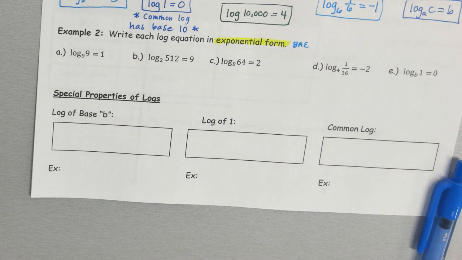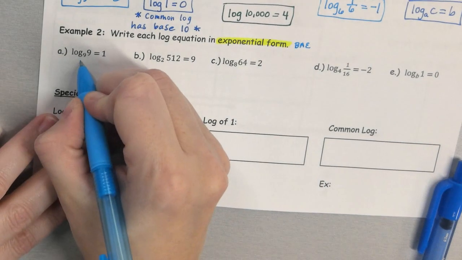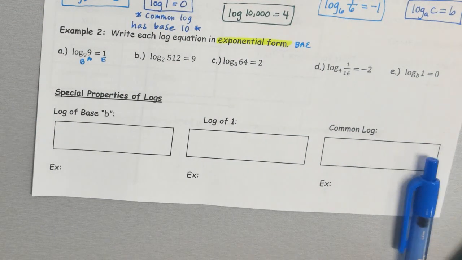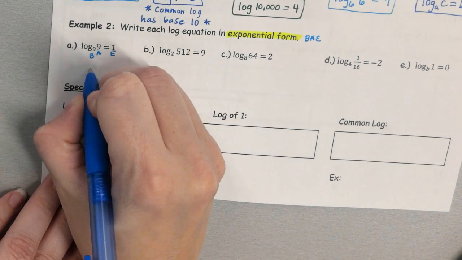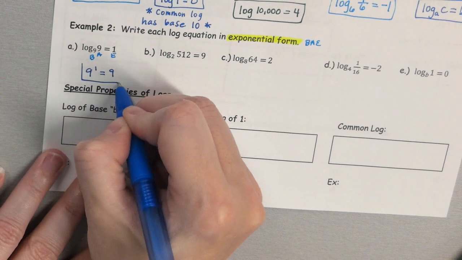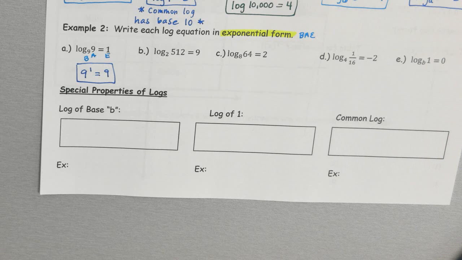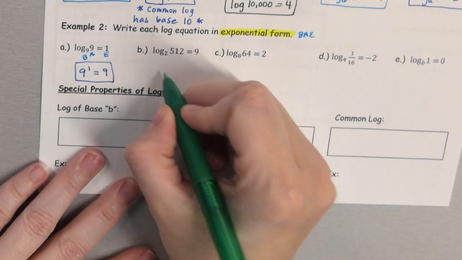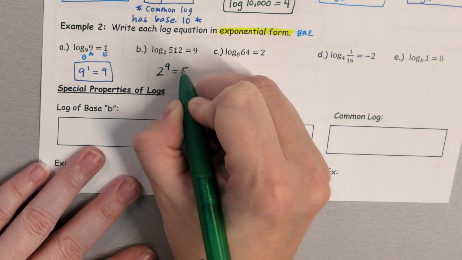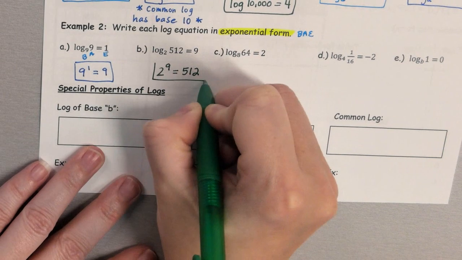All right. So if we're writing this in the form b to the a equals e. And again, when you're writing this in exponential form, it should be a true statement. Your base is 9, so it's 9 to the power of 1 equals 9. Is that true? Yes. They should always be true. And then, Danny, can you tell me what b is going to be in exponential form? 2 to the power of 9 equals 512. Great. 2 to the power of 9 equals 512.